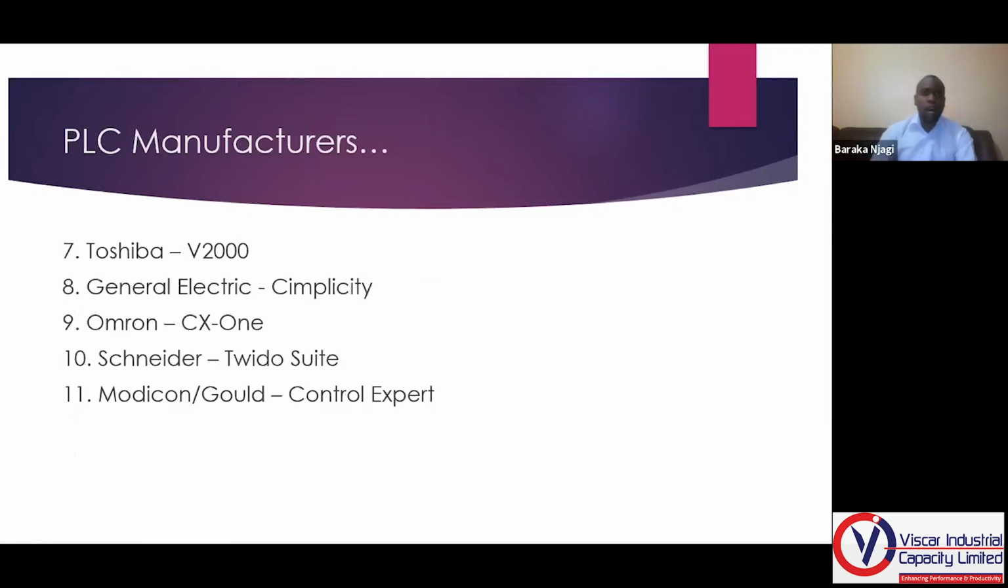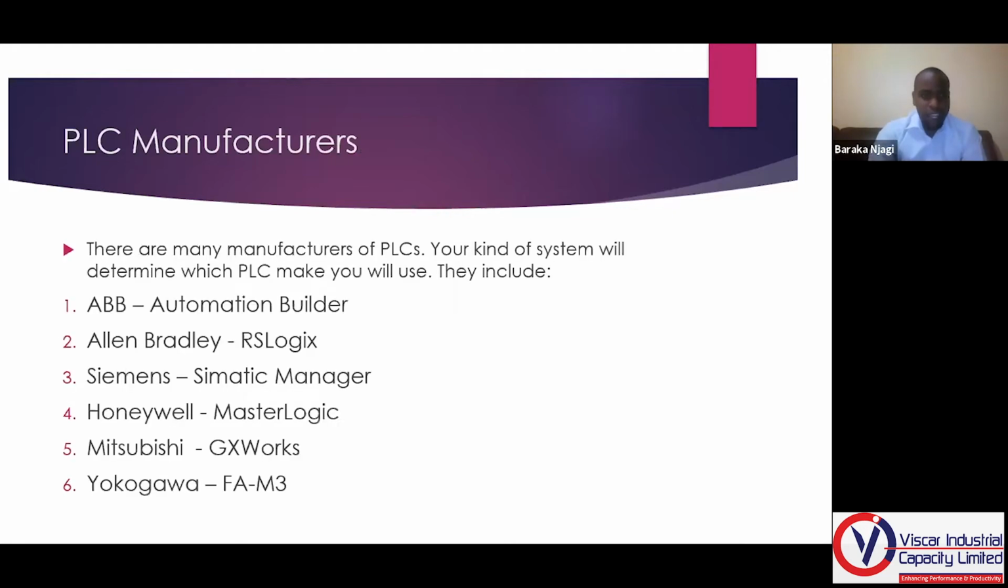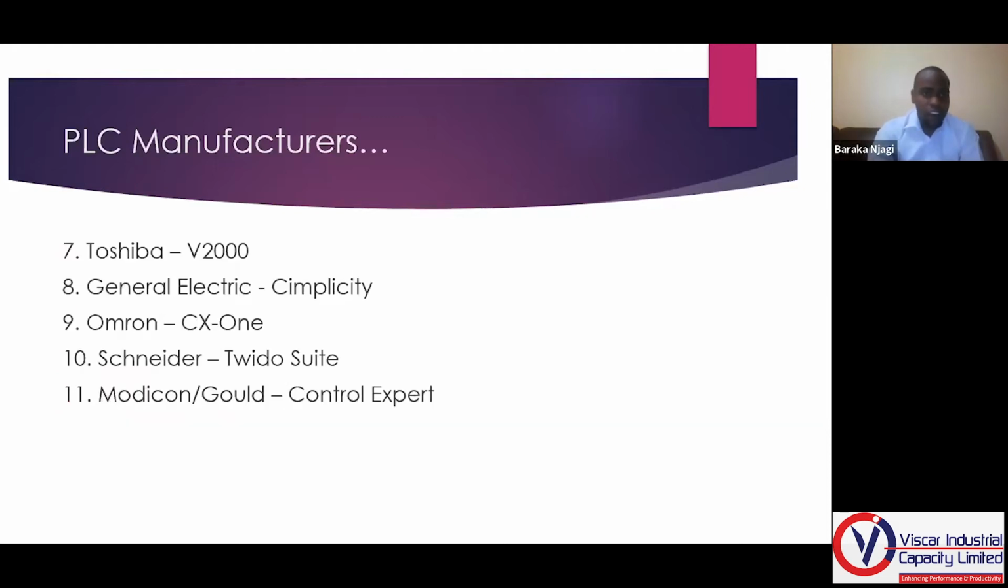Toshiba has V2000. General Electric has what we call CIMPLICITY. Omron has CX-One. Schneider has Twido Suite. Modicon has Control Expert. These are not the only PLCs that are there. There are many other PLCs, but these ones are just the main ones that you can find in industry. I have not listed them in any order of merit. So you can find any of these in the modern industries that we have right now.